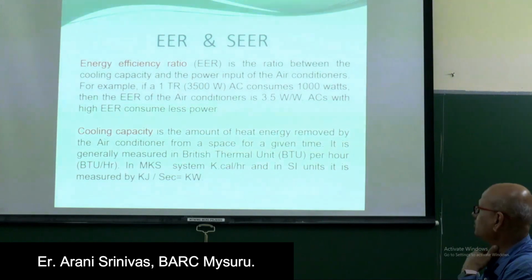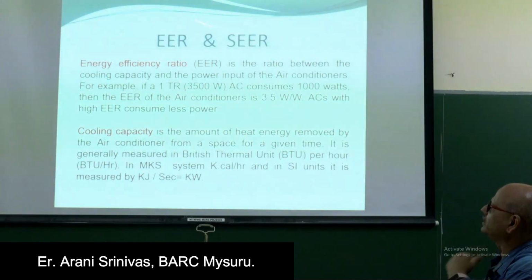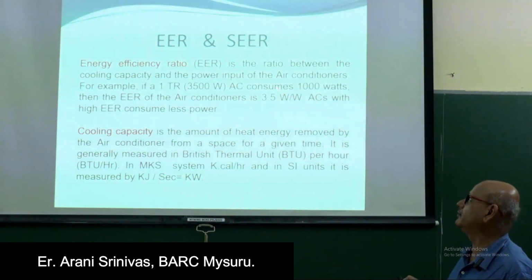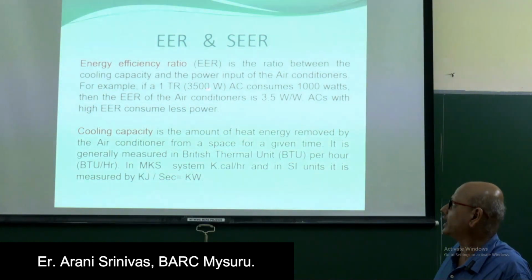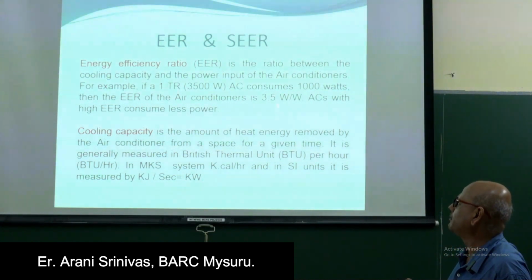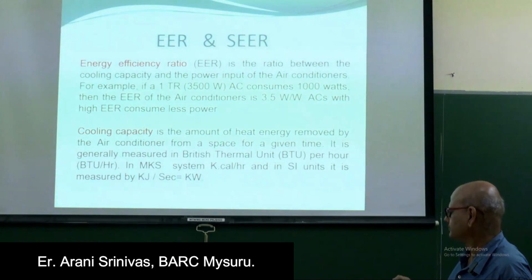Energy efficiency ratio is the ratio between the cooling capacity and the power input of the air conditioner. For example, if 1 TR, 3500 watts, AC consumes 1000 watts, then the EER, the energy efficiency ratio of the air conditioner, is 3.5. This is watt for watt. ACs with higher EER consume less power.